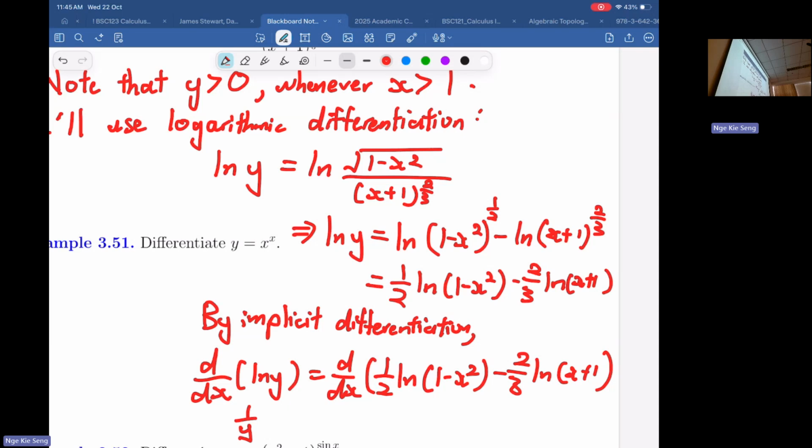Good. y is not a variable, y is a function. In particular, it is implicit in terms of x here. So in this case, we should use the chain rule. We differentiate this function with respect to y, and then we differentiate y with respect to x. So here we use the chain rule, and we get 1 over y times dy over dx.